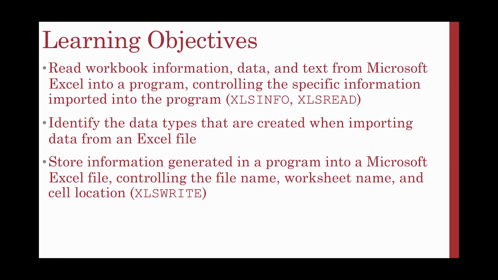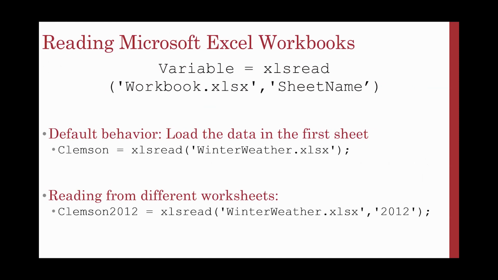There's been a few modifications in MATLAB recently. But the basic thing is, if you have a variable equals xlsread and you put in your workbook, your file name, and your sheet name, it will read the data that is listed on that sheet. So by default, if I do xlsread and I just list the file name, it's going to read the data in the first sheet. If I have multiple sheets, I have to specify which sheet I want to read.